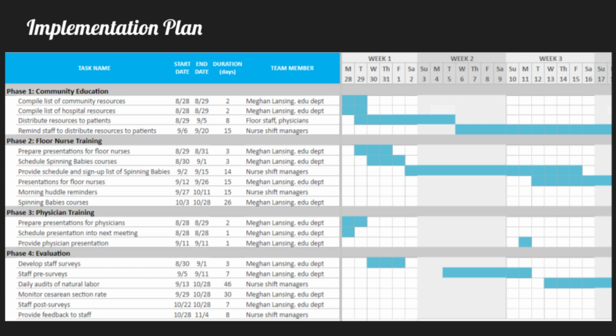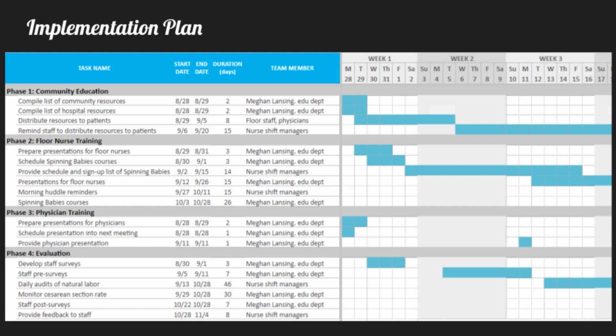Phase two involves floor nurse training, which will include providing presentations to floor nurses during their morning huddles to encourage them to promote movement during labor. This will involve a lot of motivation as well, because when nurses understand the impact that they can have on the mother, the baby, and the outcomes of the labor experience, then they are more motivated to implement these strategies. This phase will also include scheduling and providing opportunities for floor nurses to participate in the Spinning Babies courses that I had mentioned in an earlier slide.